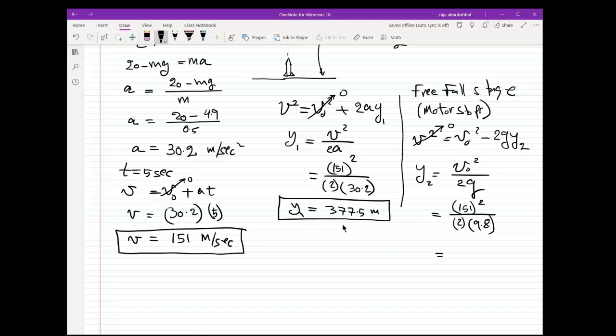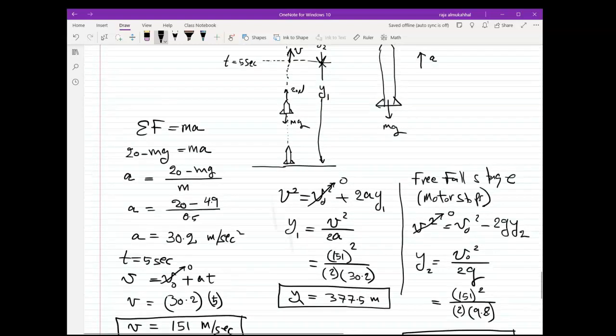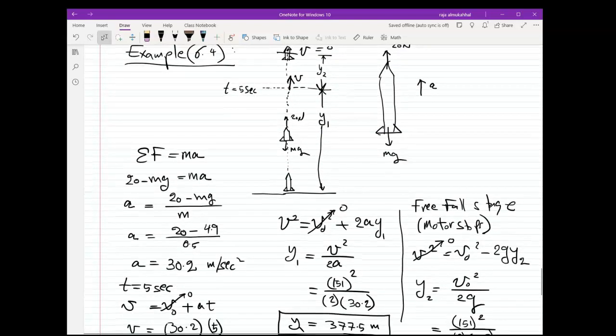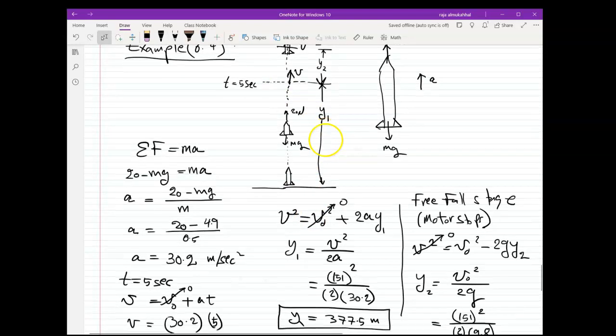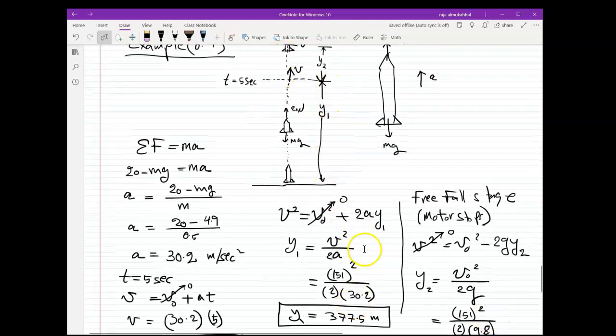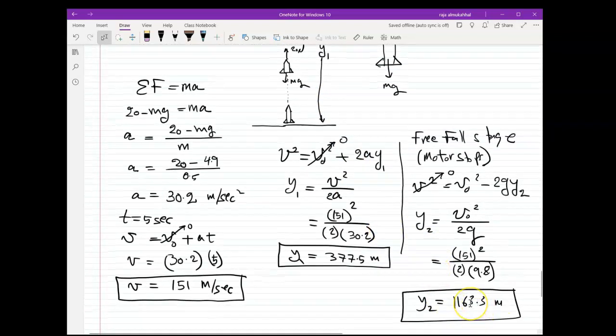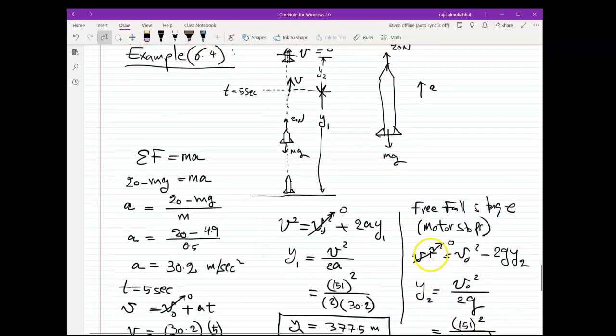Answer, it's the same number that I got as a mistake, but anyway, here it is: 1163.3 meters. Okay? So let's go back, and the drawing here doesn't do it justice, because it looks like y1 is larger than y2, which is not true. This one is only 377, where y2 is much greater, 1,100. But anyway, so what's going on here?